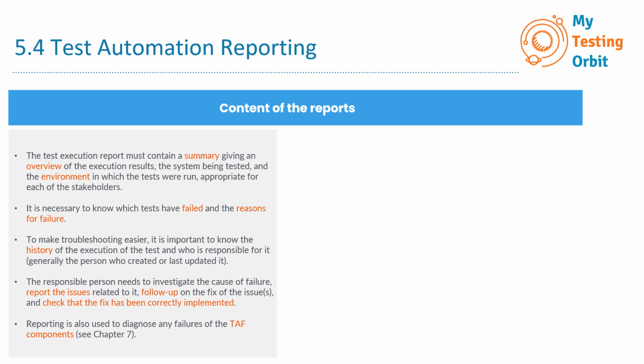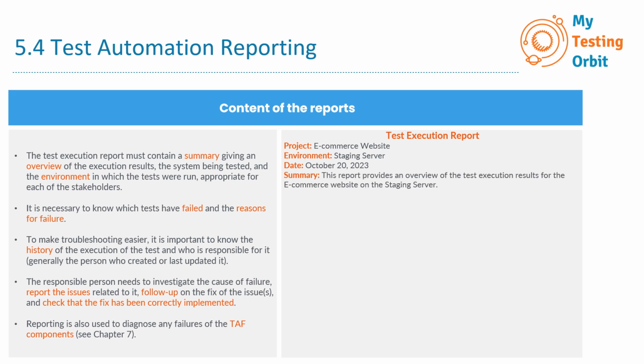Okay, so whatever the content of the report suggested here, let's have a look at an example. This is an example test execution report. There's a project of an e-commerce website. The environment is the staging server, and we have a date for the report as well. Then we have a summary. This report provides an overview of the test execution results for the e-commerce website on the staging server.